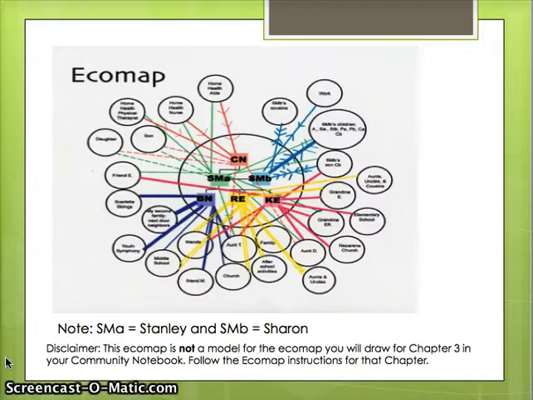The ecomap is a visual depiction of family boundaries and interaction with specific entities in the community. This map provides rich information about those interactions, showing the nature of the relationships. Are the relationships between the family and this community nurturing? Do they produce stress? And then the direction of the energy flow between the family and the community.